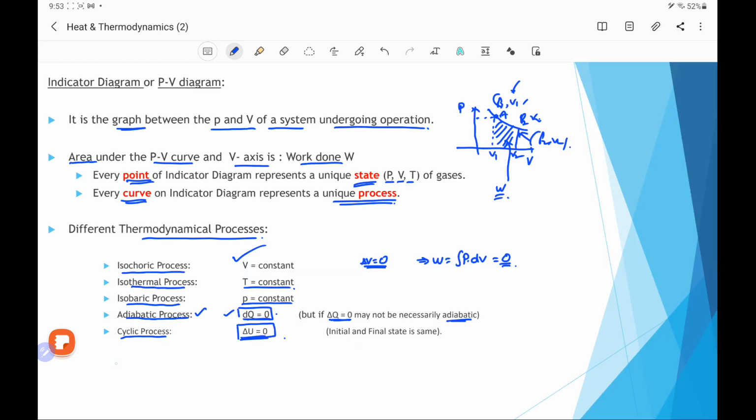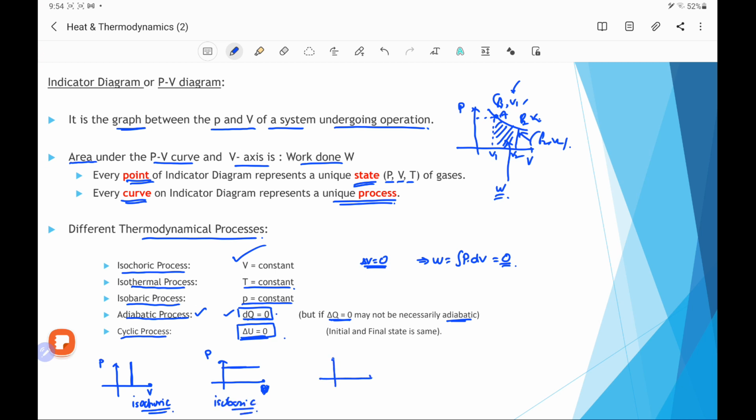Graphically, if we draw the isochoric process, then pressure and volume axes are shown here, and the graph having a vertical line, then we say this is an isochoric process. Here volume is the same and work done will be 0. Similarly, if we have to draw the isobaric process, in that case pressure is the same, so there is a line parallel to the volume axis, so it is an isobaric process.